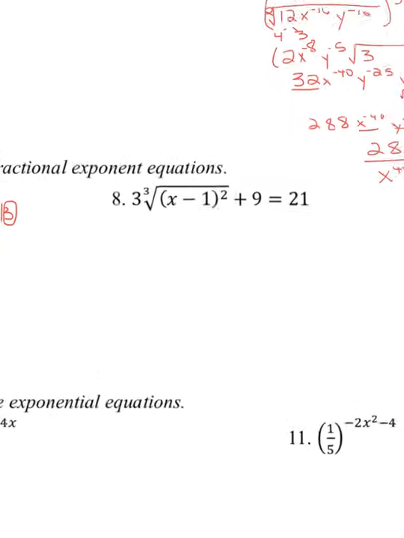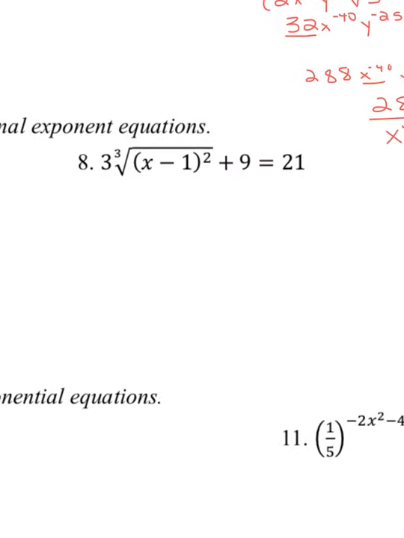For number 8, I'm going to subtract the 9, divide by 3. After I subtract 9 and divide by 3, this is x minus 1 raised to the 2/3 is equal to 21 minus 9, which would give me 12. 12 divided by 3 would give me 4. So then I raise both sides to the reciprocal, which would be 3/2. This will cancel over here, and I get x minus 1 equals.